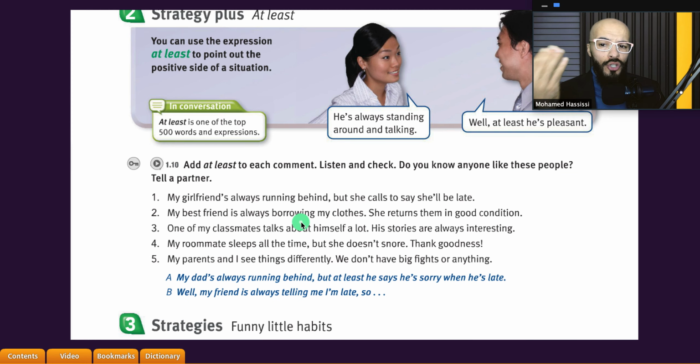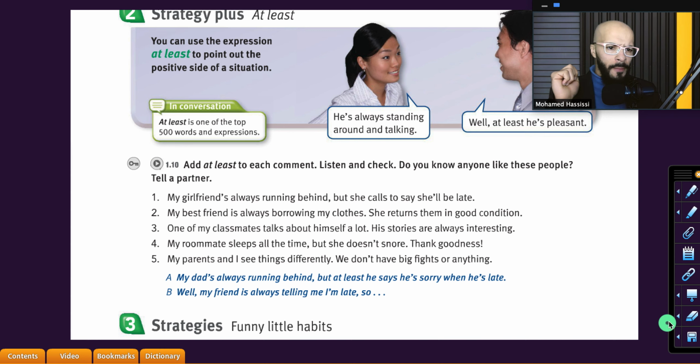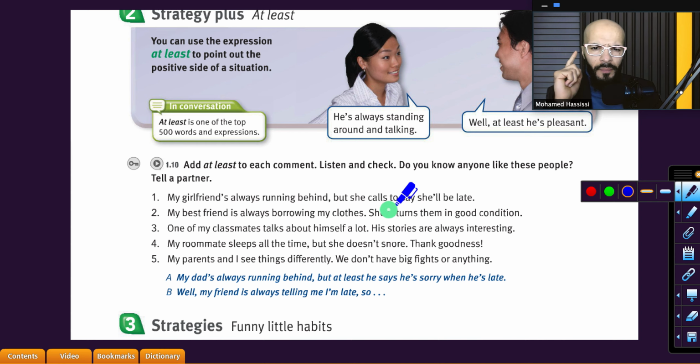I'm going to give you a chance to say where you think we put at least, and then we'll correct the exercise. Same as always, pause the video, read the sentence, and put at least in the right place. Just say it, voice it out. I'll do the first one for you. My girlfriend's always running behind, but at least she calls to say she'll be late. But at least she calls to say she'll be late. Now I put at least here right after but. Now, you can pause the video and do the rest.